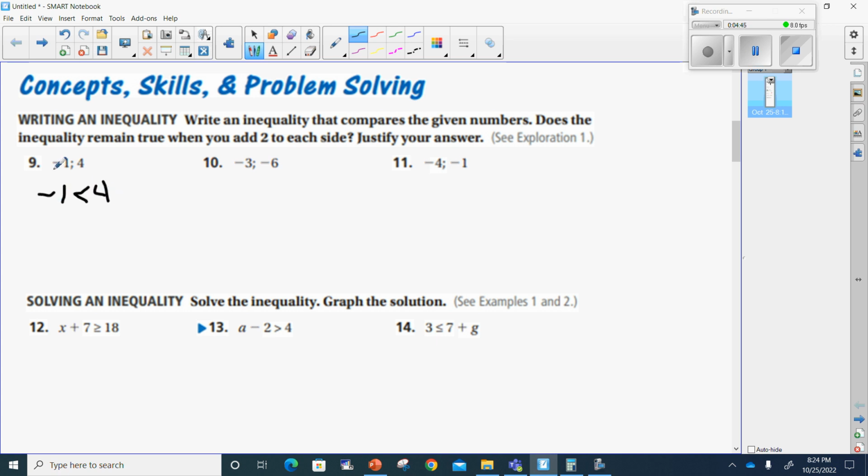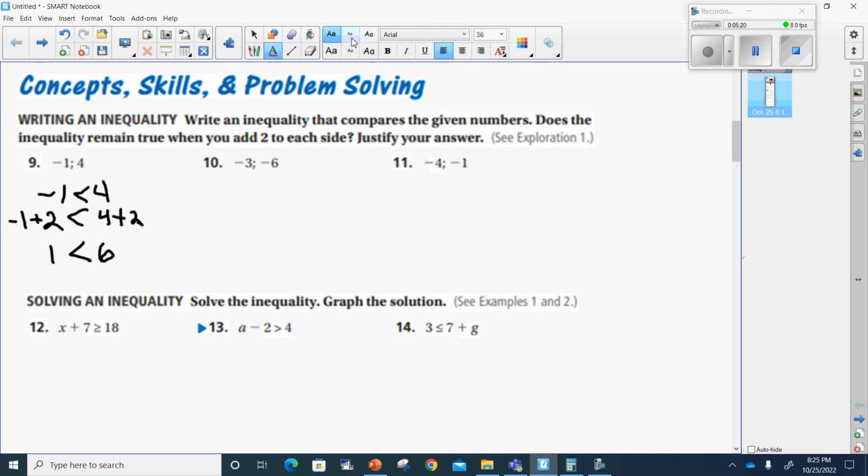And now what happens, does the inequality remain true if I add 2 to both sides? So this would be, let's see, -1 plus 2, is it going to be less than 4 plus 2? Well, negative 1 plus 2 is 1, and 4 plus 2 is 6, and 1 is less than 6. So yes, the inequality remains true.